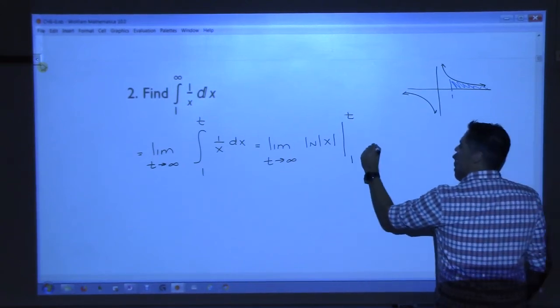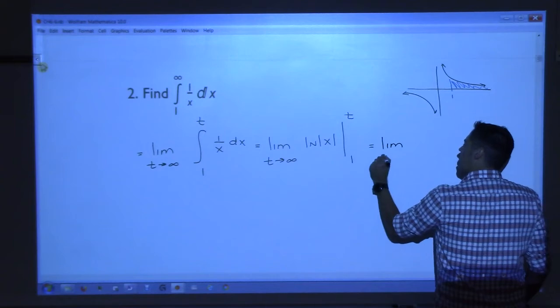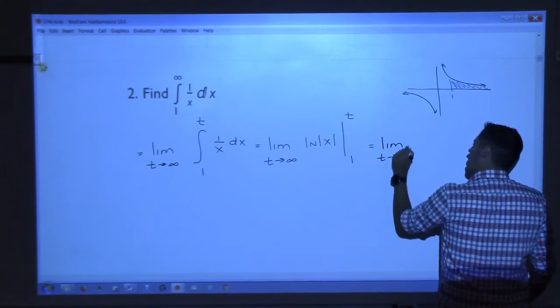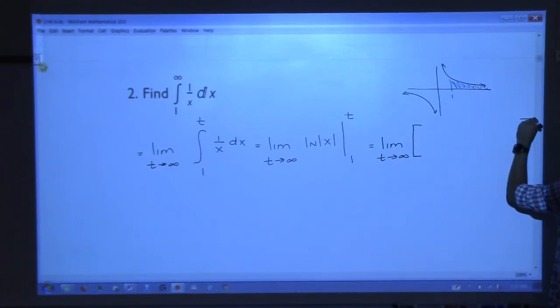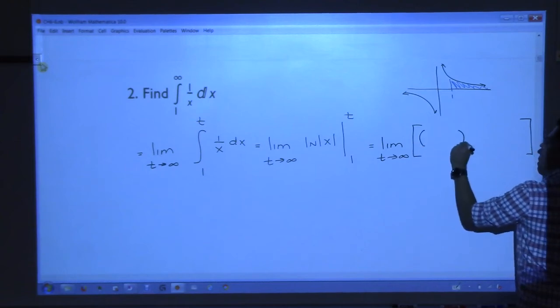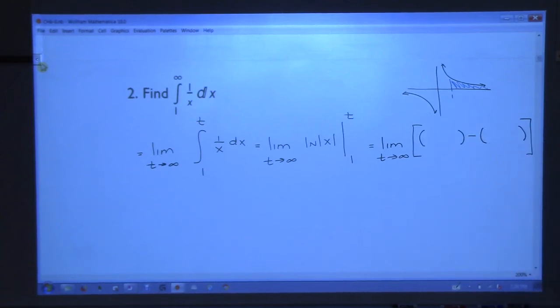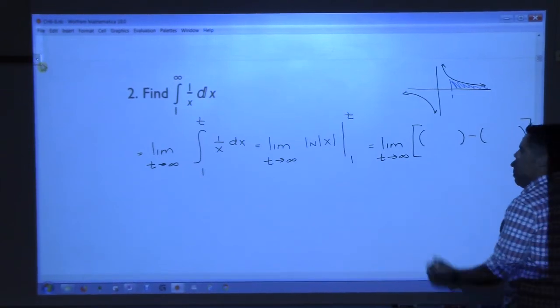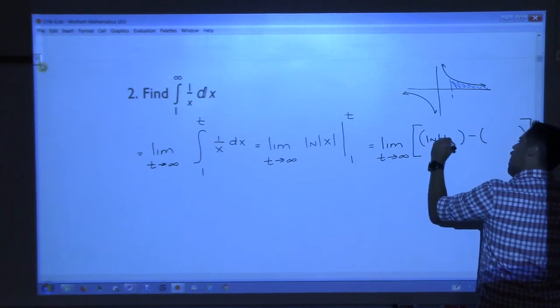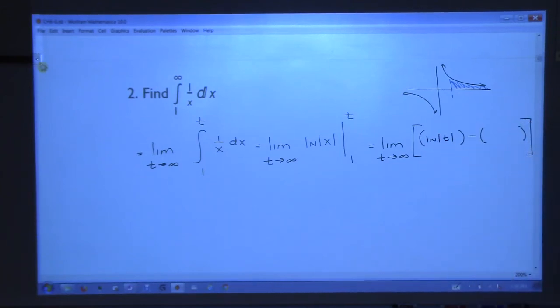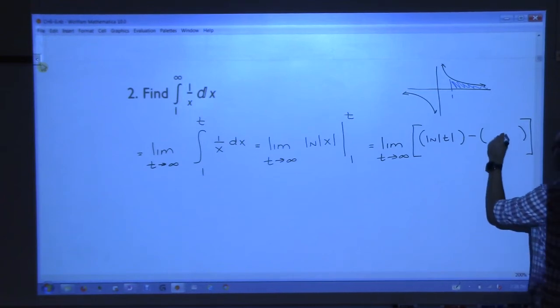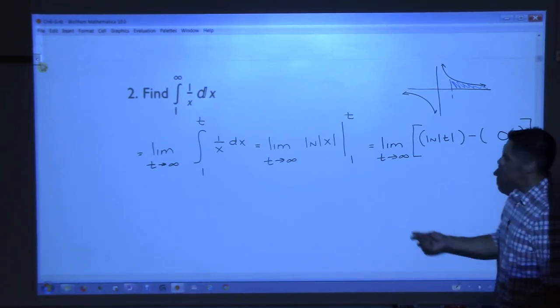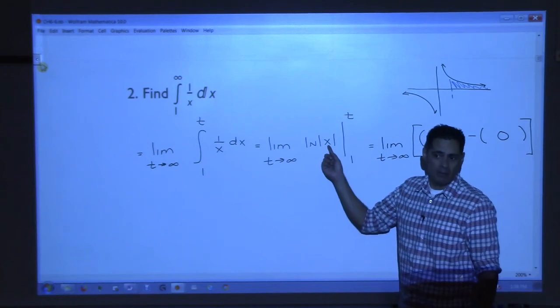And then I write the limit again. Limit t goes to infinity. And now I'm going to have 2 things that I have to plug in, and I'm going to subtract them. So what happens when you plug t in for x? You just get natural log of t, right? Absolute value of t if you want. What happens when you plug in 1? You get 0. Why do you get 0? Because the natural log of 1 is 0, right?